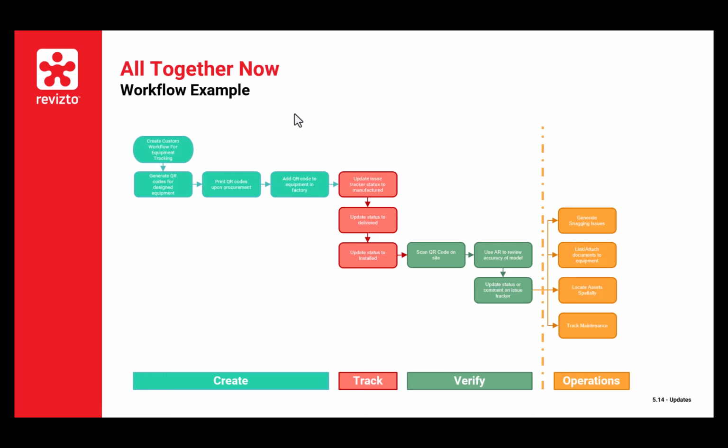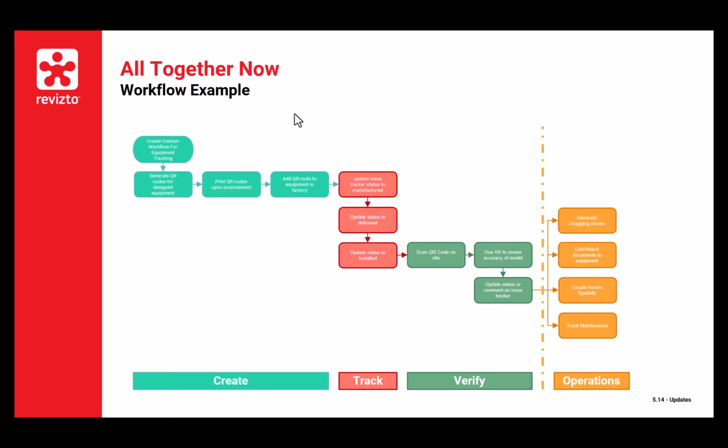Once it's been delivered on site, update the status again to delivered, then it's been installed, and we can update the status to installed. Once we've done so, we can verify that information by securing the QR code on site, run through, do some snagging, use the AR to review the accuracy of the model. Again, by scanning the QR code, it's going to take us directly to that place in the model.